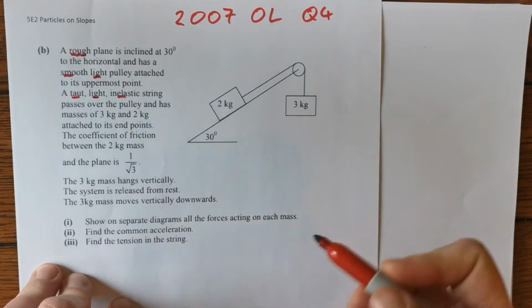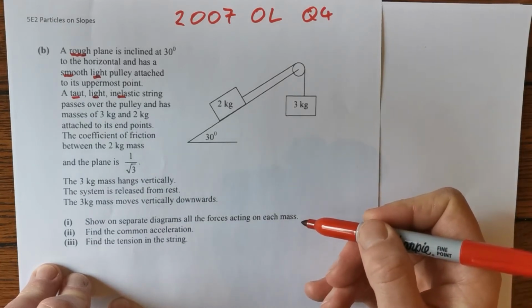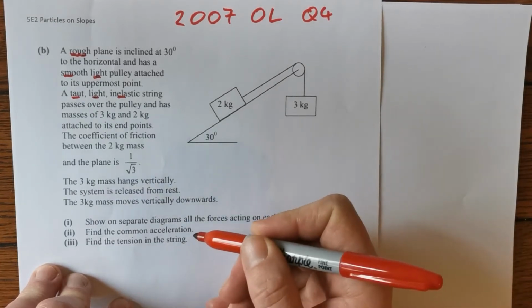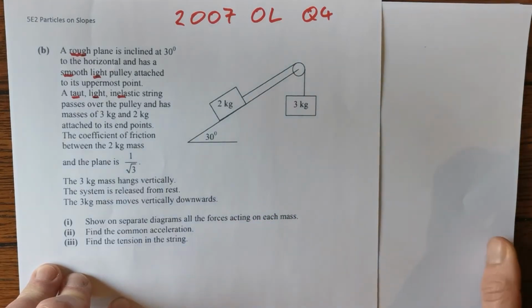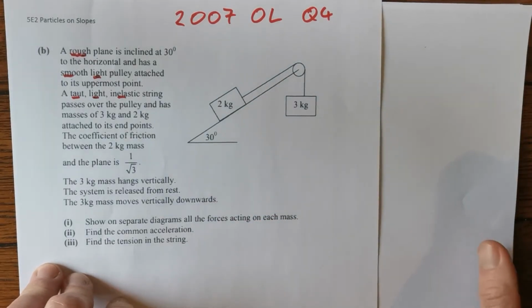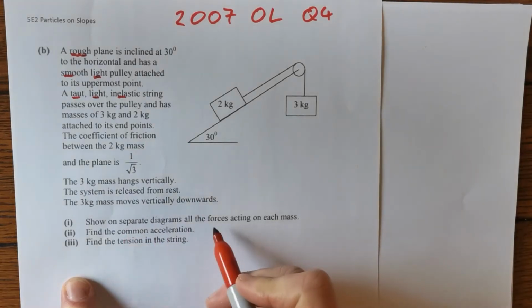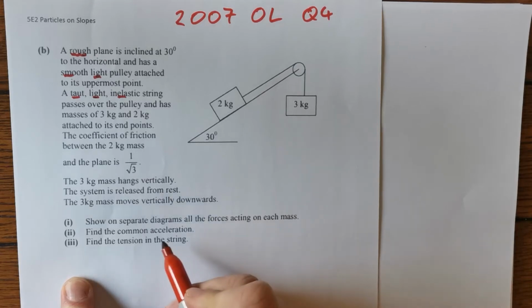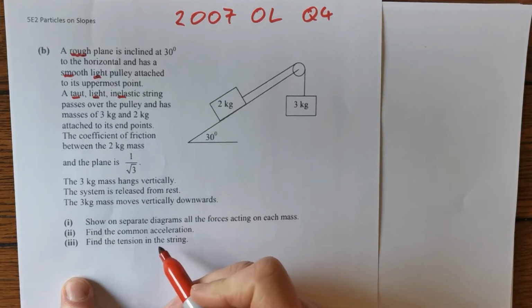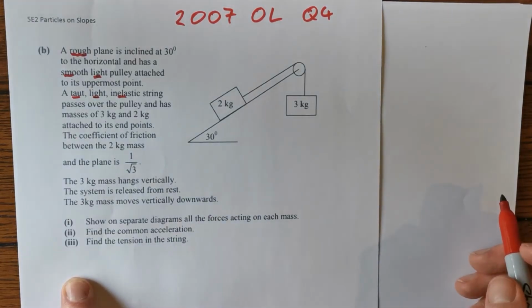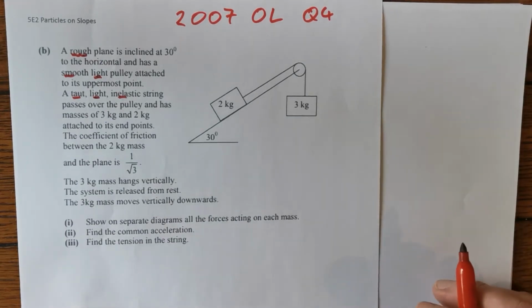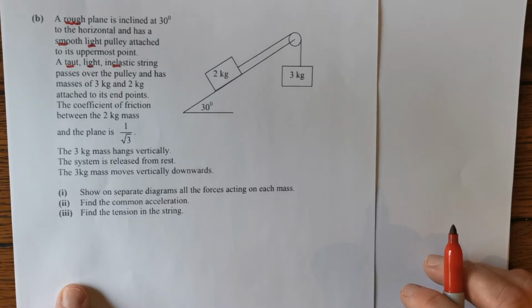The question says, show on separate diagrams all the forces acting on each mass, find the common acceleration, find the tension in the string. So that's what we're going to try to do. Even without the first part, which is really just a hint telling us what we need to do in order to solve the second and third parts, we're generally going to solve questions of this type by drawing force diagrams. So the first thing I'm going to do is draw a force diagram for the system.